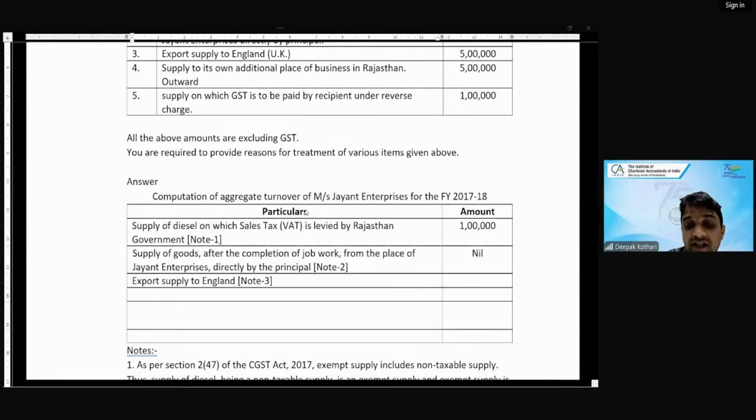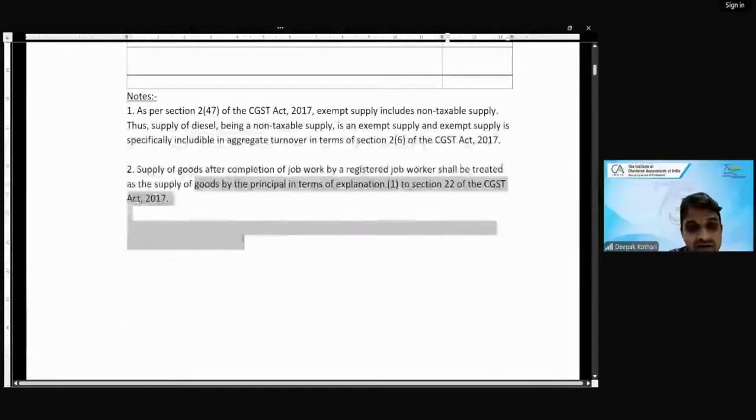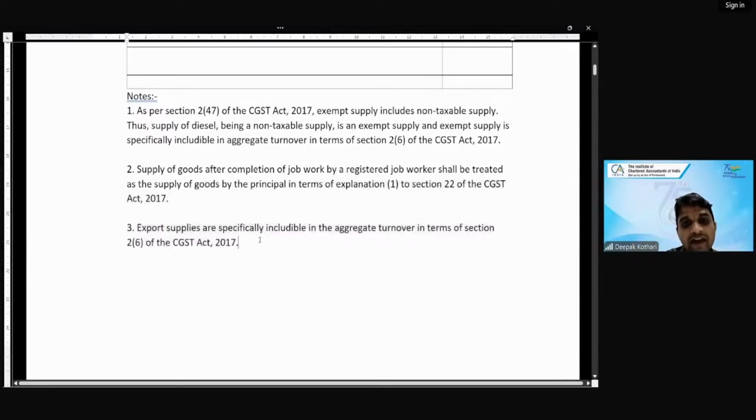And zero rated supply also forms part of the aggregate turnover. So export supply is a zero rated supply, which means you will not collect any tax on your exports, but it is included in your aggregate turnover. Export supplies are specifically includable in the aggregate turnover in terms of section 2, subsection 6 of the CGST Act.